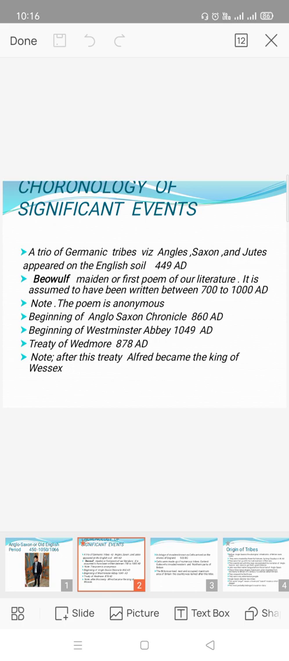The first poem, or the maiden poem, that was written in our literature is Beowulf, which was written, it is conjectured rather, the date is not exact, around 700 to 1000 AD. The most important thing to remember about this poem is that it is anonymous in nature. Anonymous is a term which is used in literature for a piece of writing whose authorship is unknown.